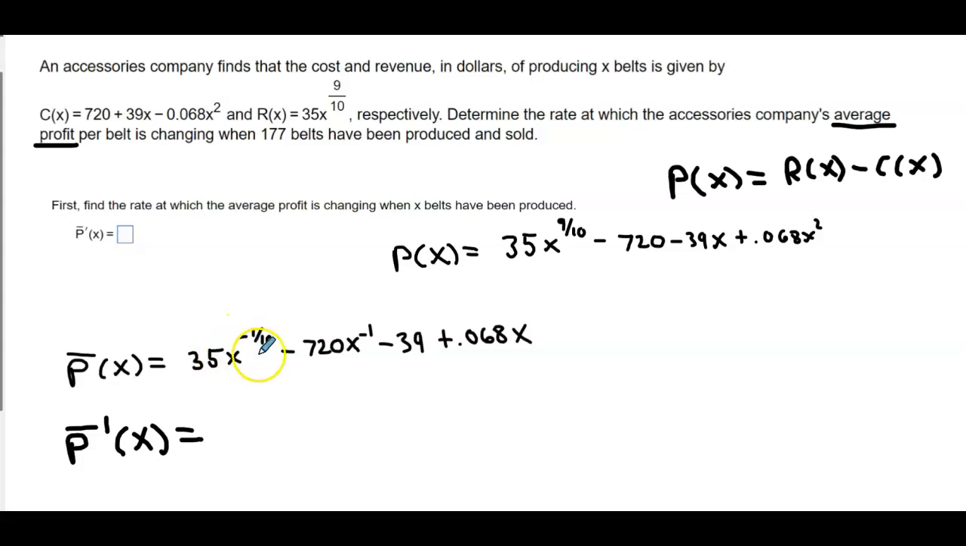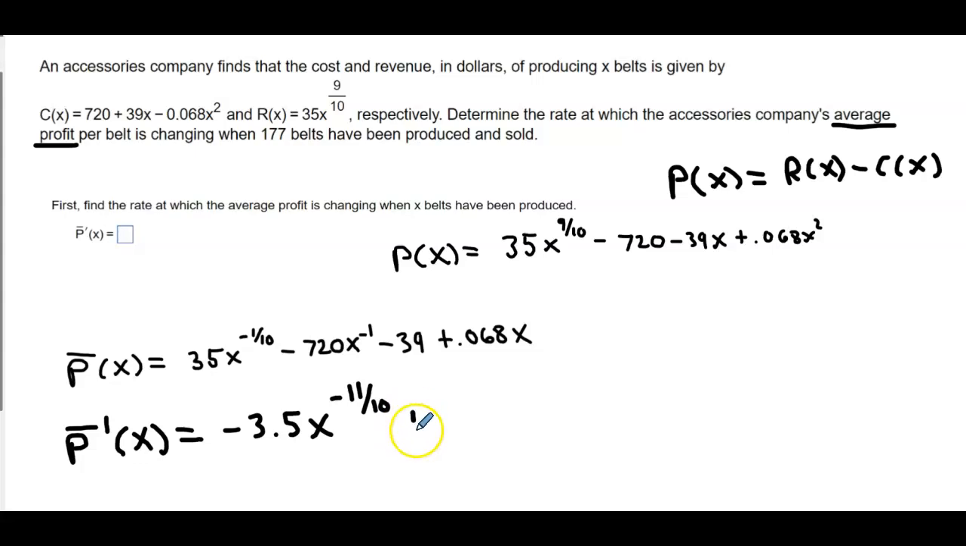So this negative 1/10 is going to come down and multiply the 35 there. So we should have negative 3.5 because we're dividing by 10. Right? We're going to subtract 1 from the exponent, which if you think about, it's already negative, so it's going to be even more negative. Negative 1/10 minus 10/10 is negative 11/10.